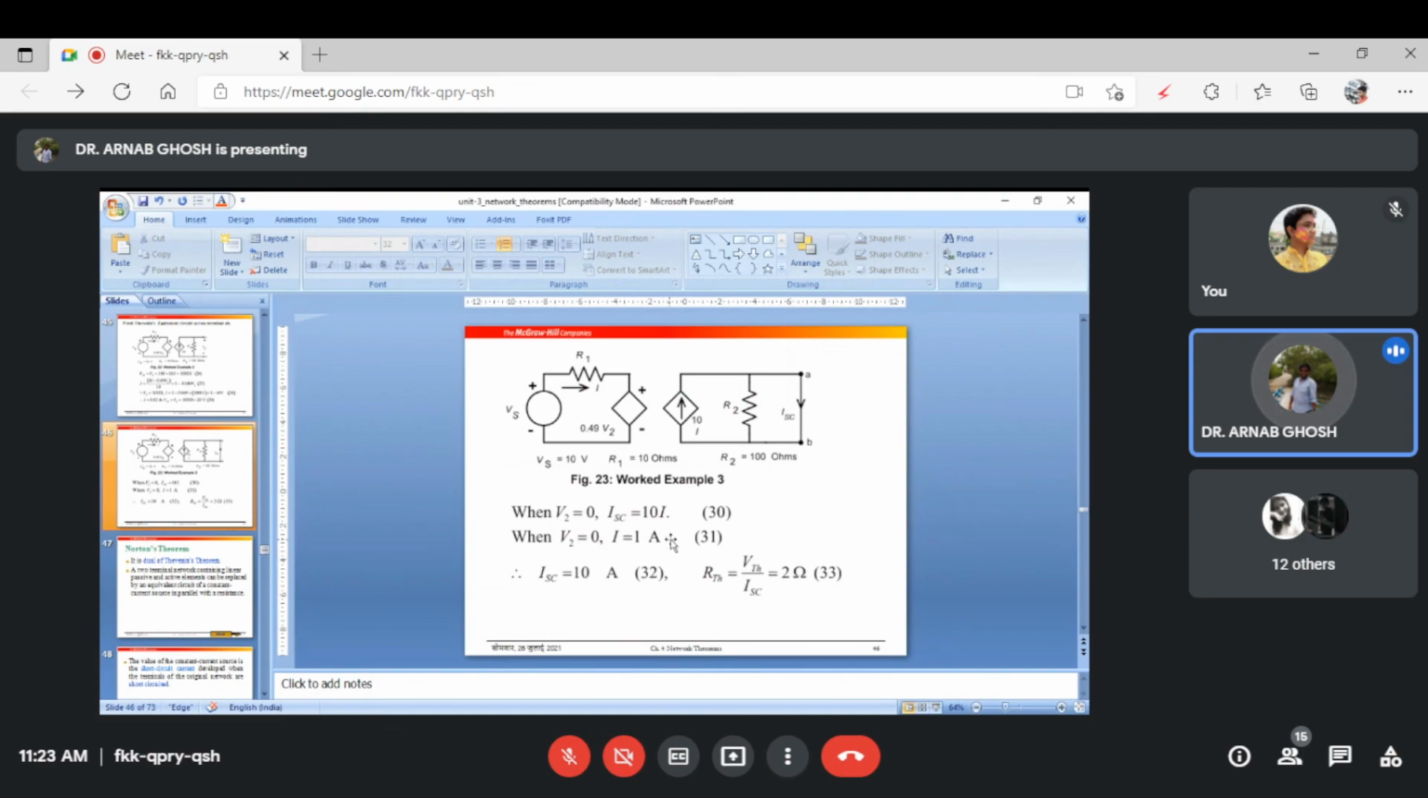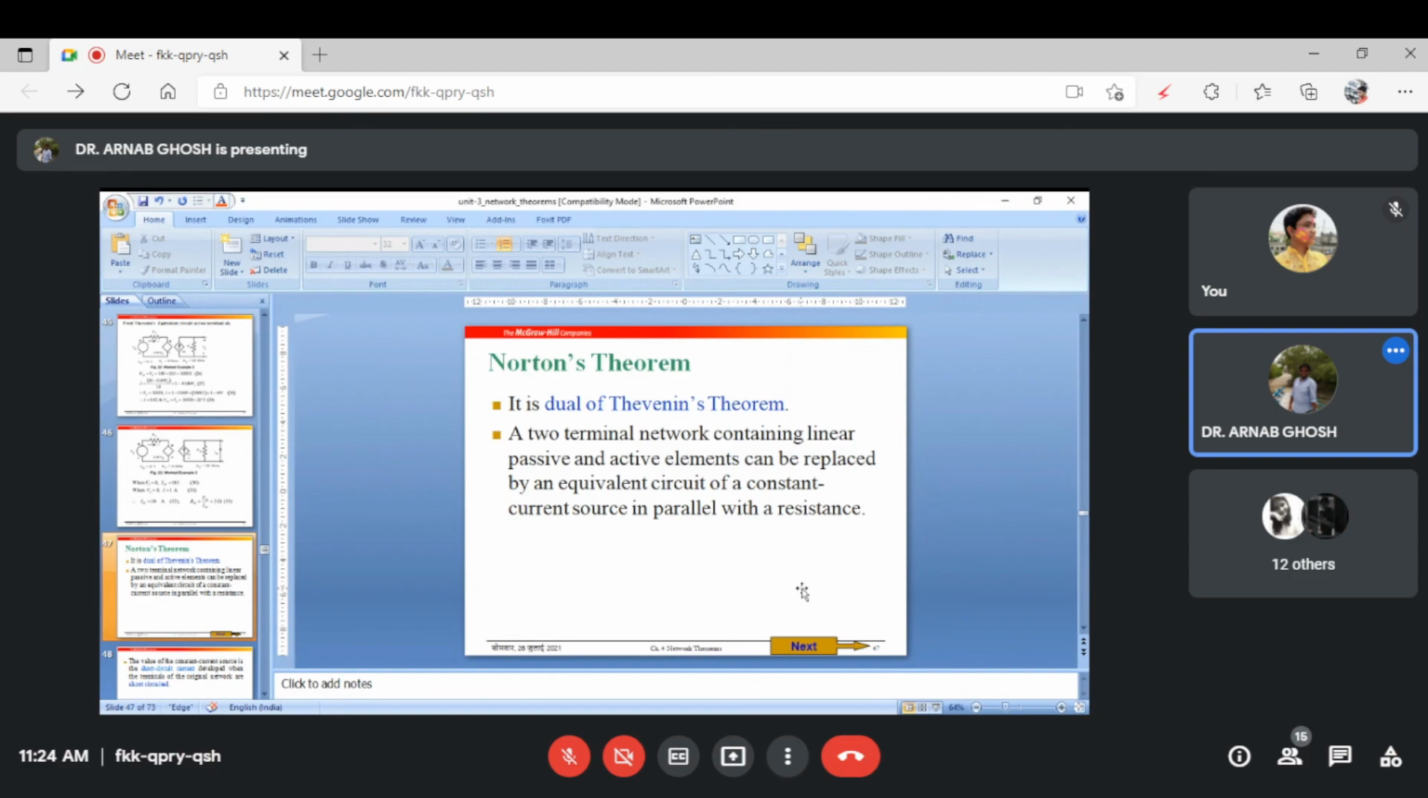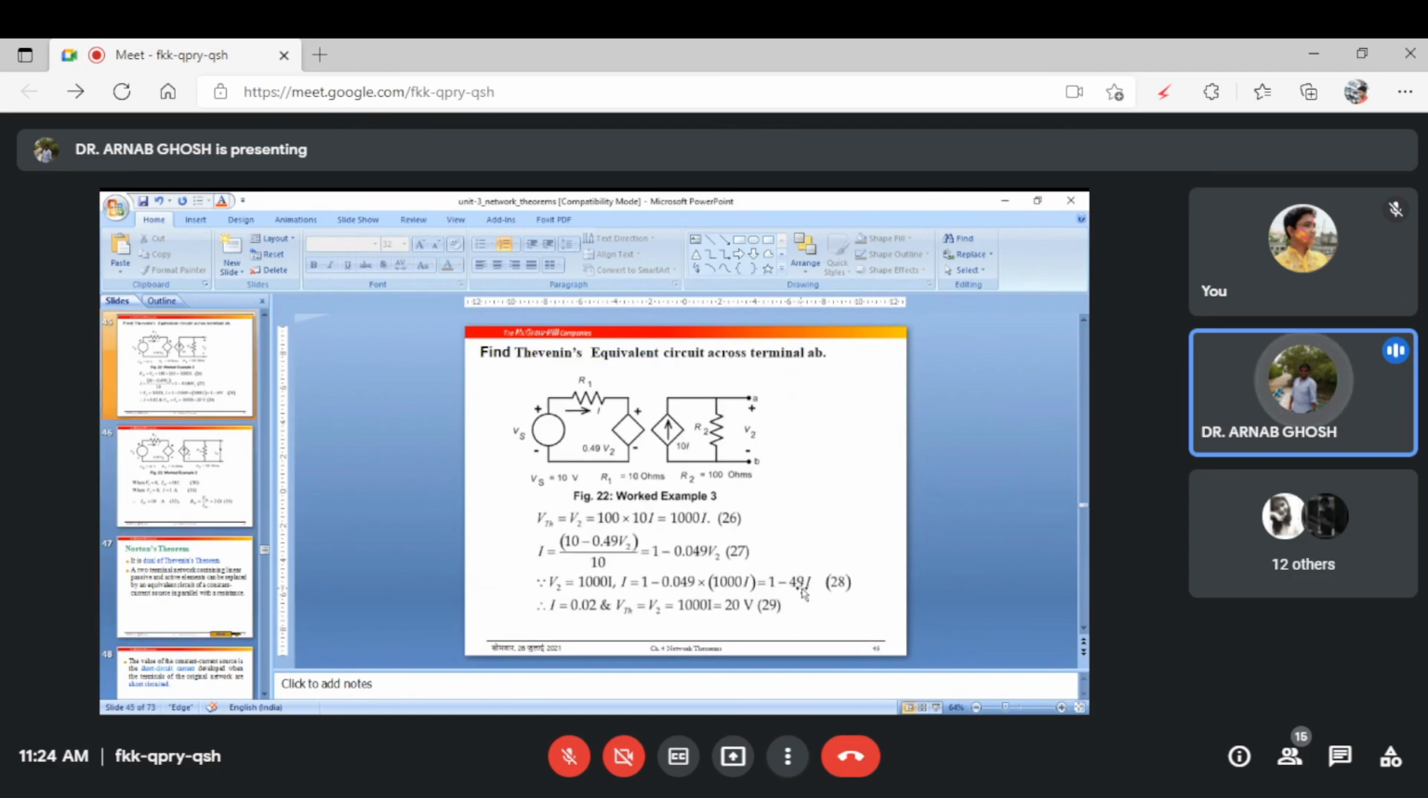So you have to calculate the Thevenin's equivalent resistance. So your VTH you have found out to be 20 volt, ISC as 10 ampere. So your RTH will be equal to 2 ohm. Is this clear? Is this clear? This example with dependent sources.